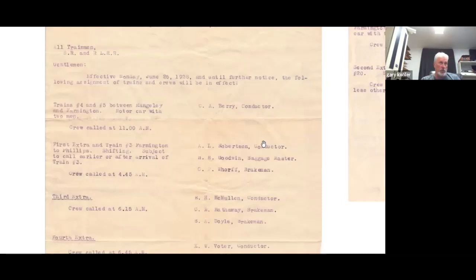And in this case, it's first extra and train three. I'm not sure what all this means. I don't know if train three was running from Farmington to Phillips and the extra shifting, or vice versa. But there is a baggage master associated with this, which is kind of interesting. You're down here to the third extra. There's two brakemen assigned to this train, so this is probably one of the local situations. And same with fourth extra, which also had two brakemen.